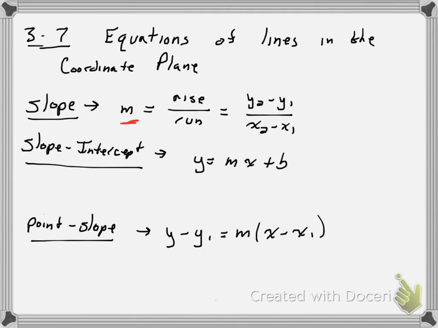Slope intercept is y equals mx plus b, where m is your slope and b is your y-intercept. Okay. Point slope form, again, it's exactly what it says. It's slope and a point, or point slope. m is still your slope. x1, y1 is a point that they give you.